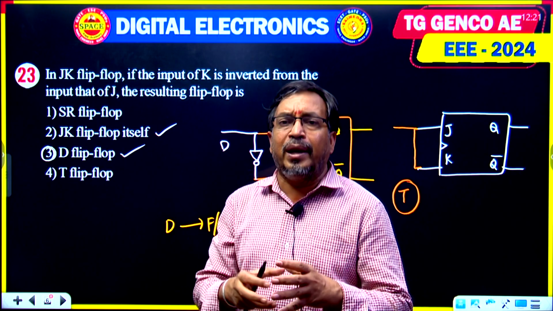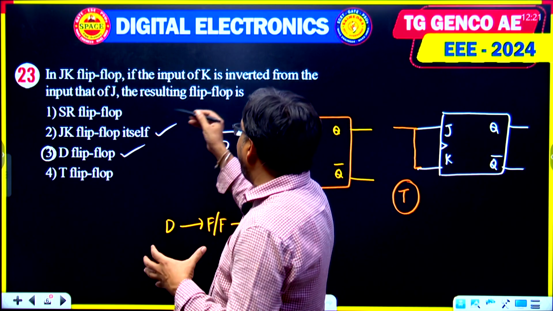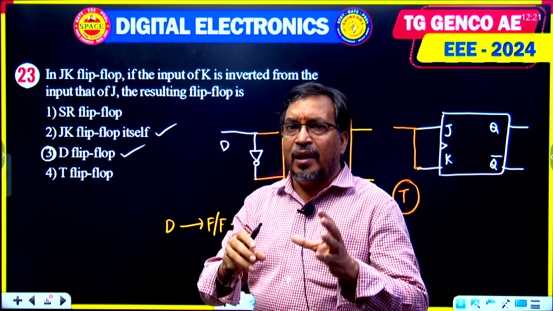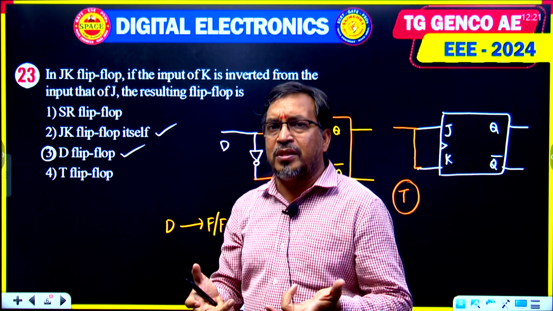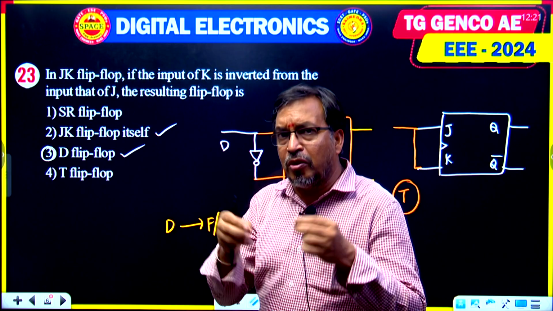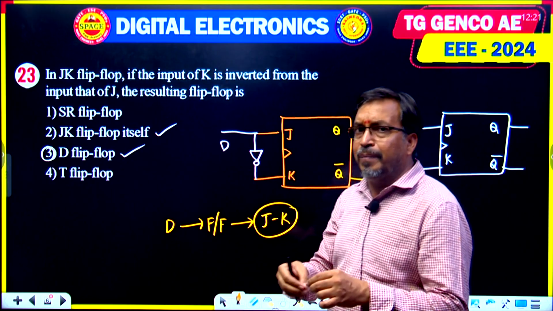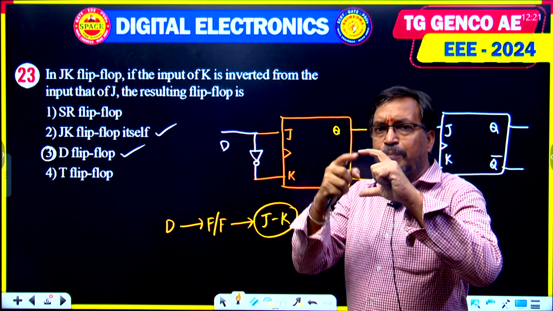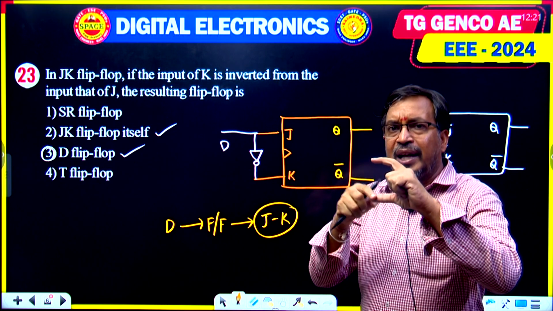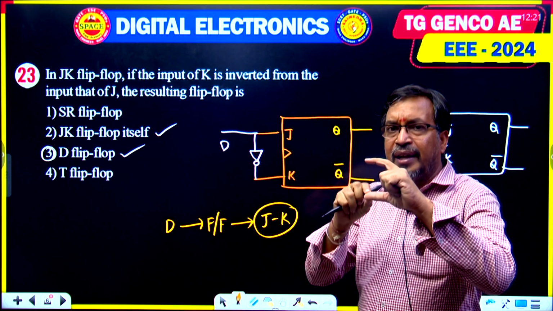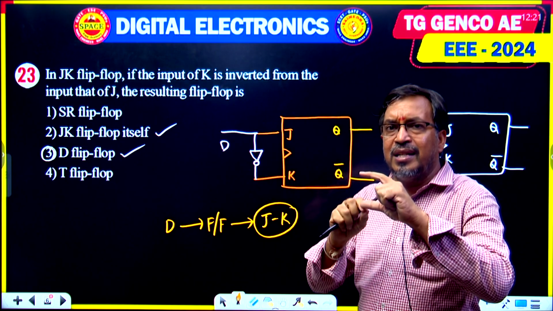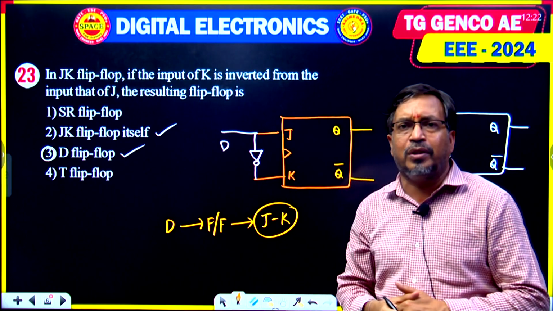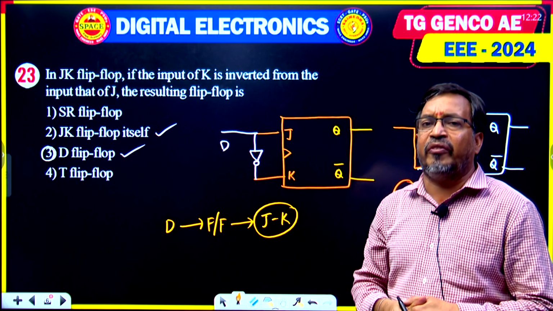Here, because between the JK input terminals there is a NOT gate, we assume there is only one input. In SR flip-flop there are 2 inputs, S and R, but according to the question, it may be related to D flip-flop or T flip-flop, because in JK input terminals only one NOT gate is connected. So if J is 0, then K is 1; if J is 1, then K is 0. If a NOT gate is connected between JK input terminals, then it is a D flip-flop.